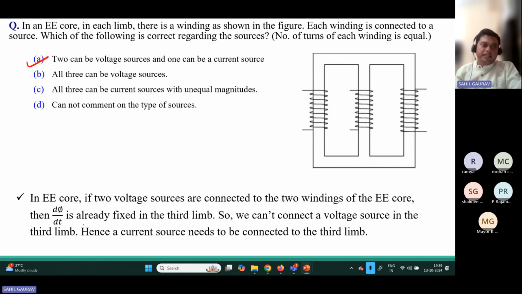A is the correct answer, and the reason for this is that in a double E core, if two voltage sources are connected to the two windings of the double E core, then d phi flux rate is already fixed in the third limb. So we cannot connect a voltage source in the third limb. Hence, a current source needs to be connected to the third limb.